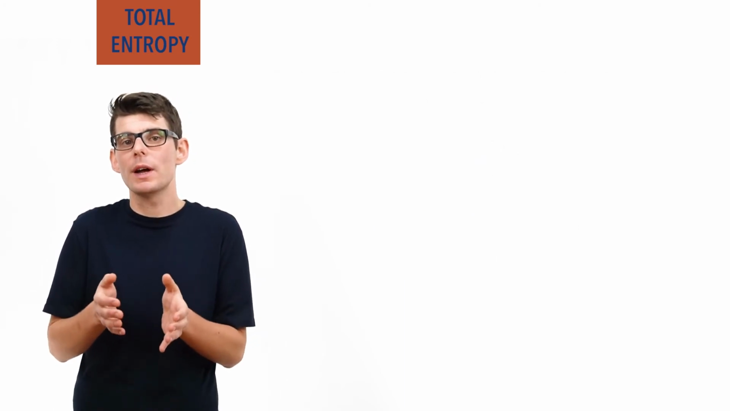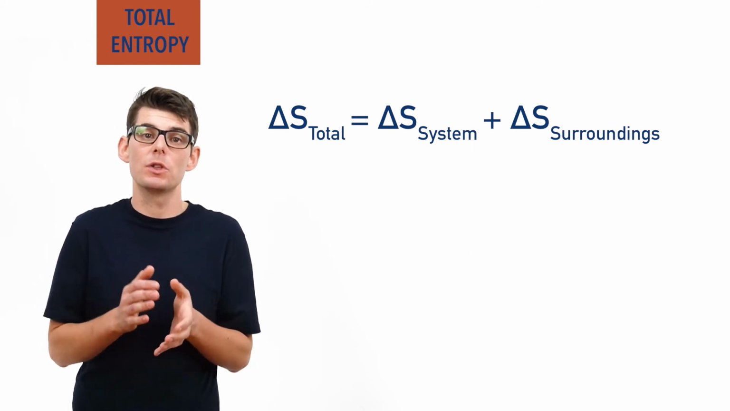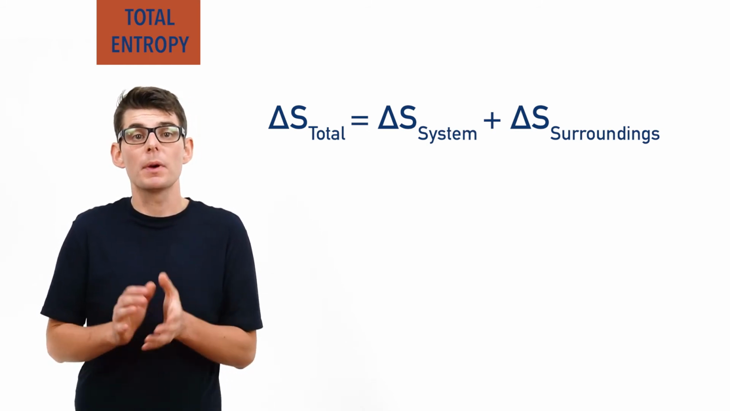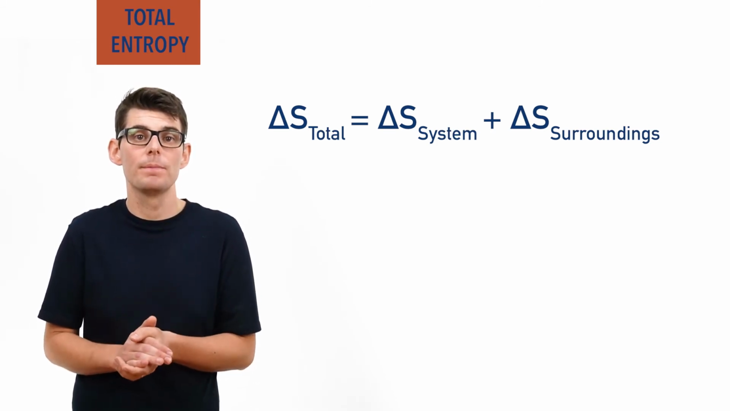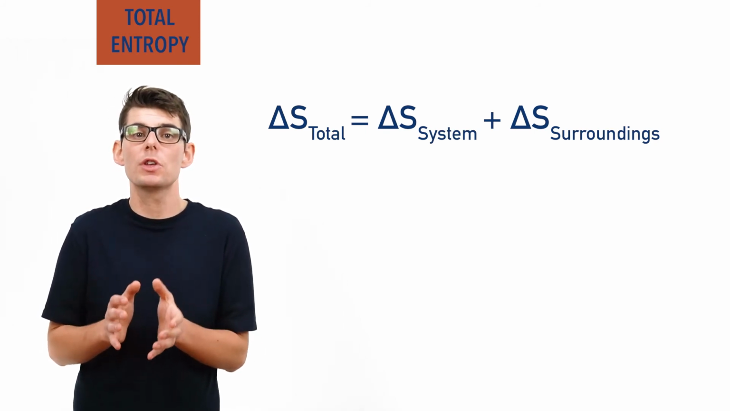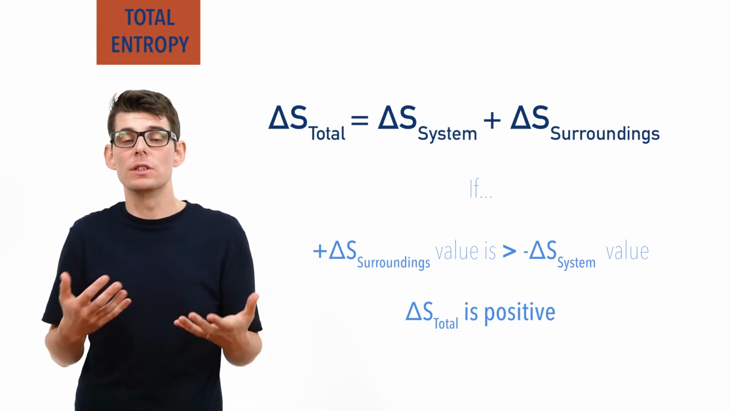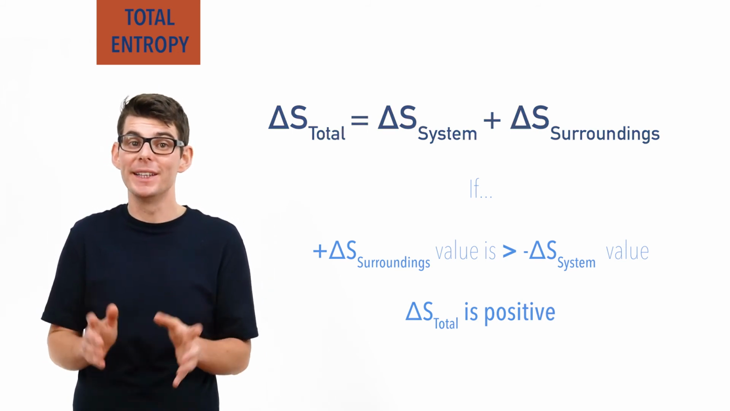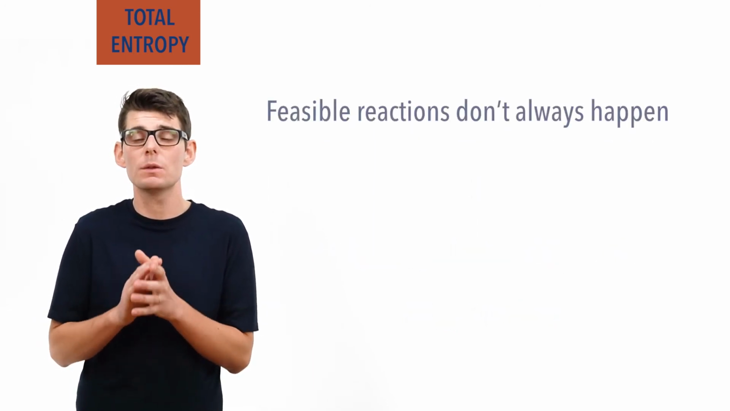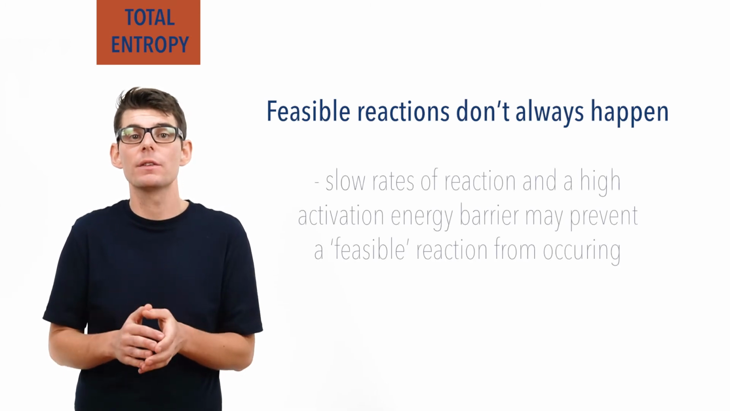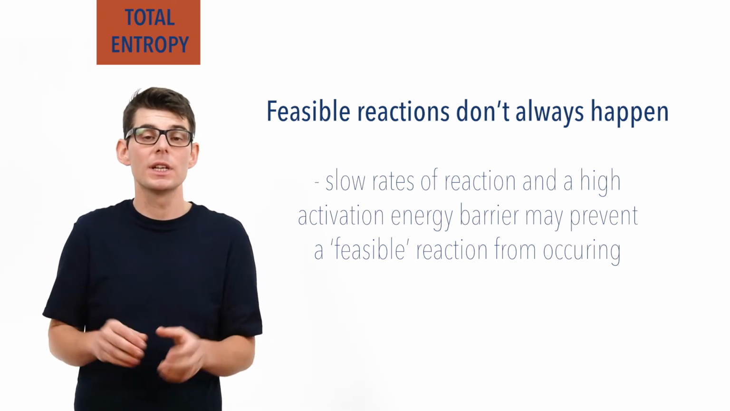This idea of total entropy and total entropy change explains why reactions that have a negative entropy change of system can still occur, because the reaction process overall can cause an increase in the entropy of surroundings. As long as the increase in entropy change of the surroundings is bigger than the decrease in entropy change of the system, the reaction is feasible. Be careful, mind. The fact that a reaction may be feasible at a particular temperature doesn't mean that it will definitely happen. A high activation energy barrier, for example, may mean the reaction, although feasible and allowed, isn't actually going to happen.